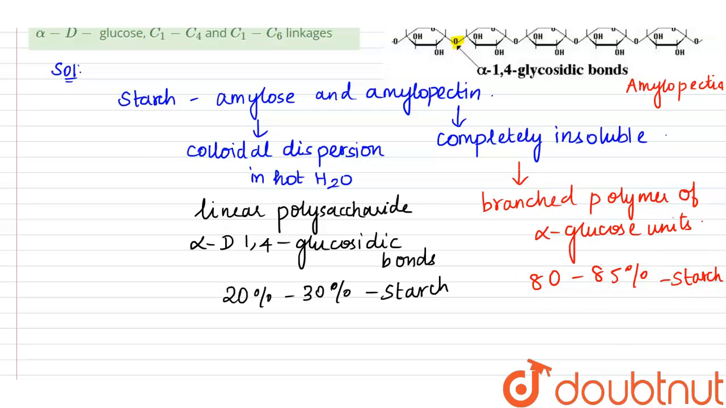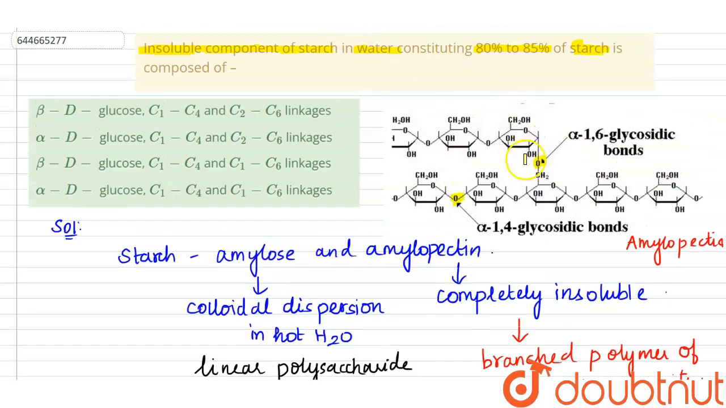If you notice in the structure, there are alpha 1,6 glycosidic bonds, between the first carbon and the sixth carbon, and the other is alpha 1,4 glycosidic bonds, between the first carbon of one glucose unit and the fourth carbon of the other. So the linkages are alpha 1,6 and alpha 1,4 glycosidic bonds. We can conclude that it is alpha D, because both are alpha in position, not beta. So alpha D glucose with C1 C4 glycosidic linkage, and the other one is C1 C6 linkage.